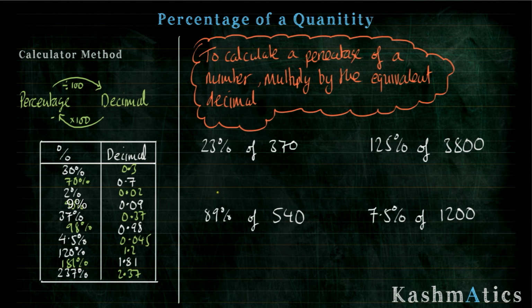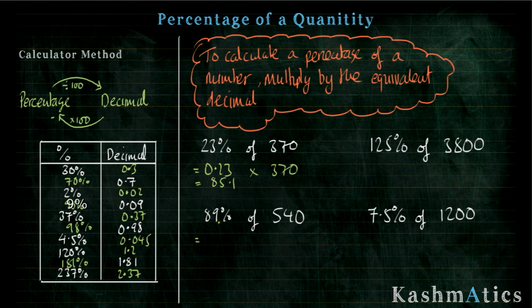So let's go over to the right hand side, and in that bubble we can see what it says. It says to calculate a percentage of a number, multiply by the equivalent decimal. So what all that means is you just change the percentage to a decimal, so 0.23, and multiply it by the quantity. Okay, so in this case it'd be 0.23 times 370, and what that gives me is 85.1. So I've done that in just one calculation, rather than using a non-calculator method, in which case I'd probably have to do 3 different calculations before I got to the answer.